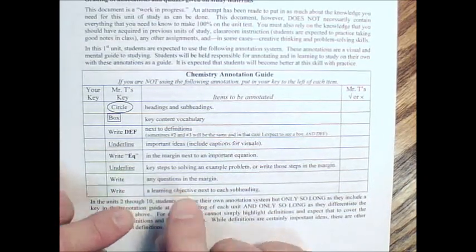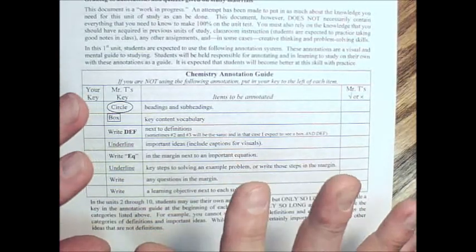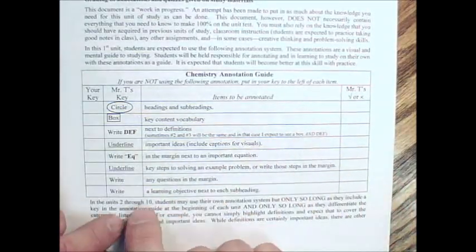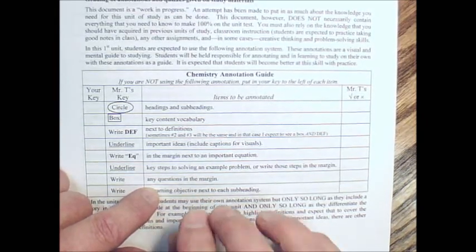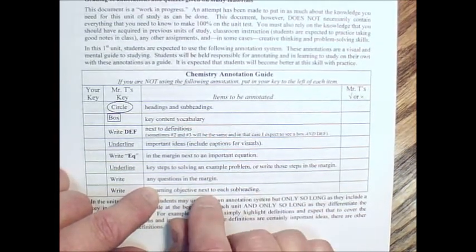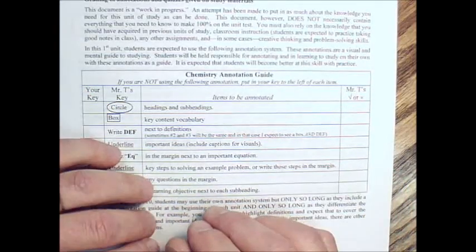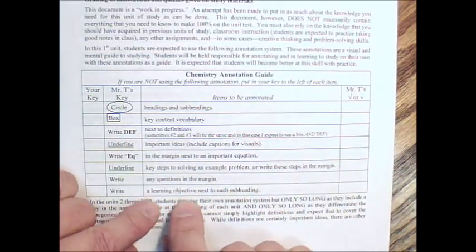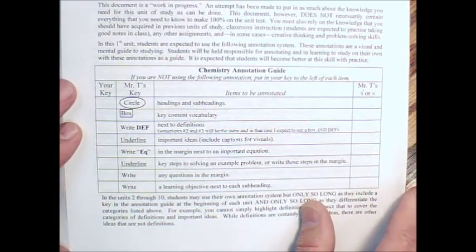If you come across anything in the text that you're studying and you really just don't quite get, you studied the way you're supposed to, you just don't quite get it, well then you write a question in the margin to remind you the next day at the very beginning of class to come in and ask me about that. And you ask it for everybody so that everybody gets the benefit of the questions you're asking. And then finally we're going to write a learning objective next to each subheading.